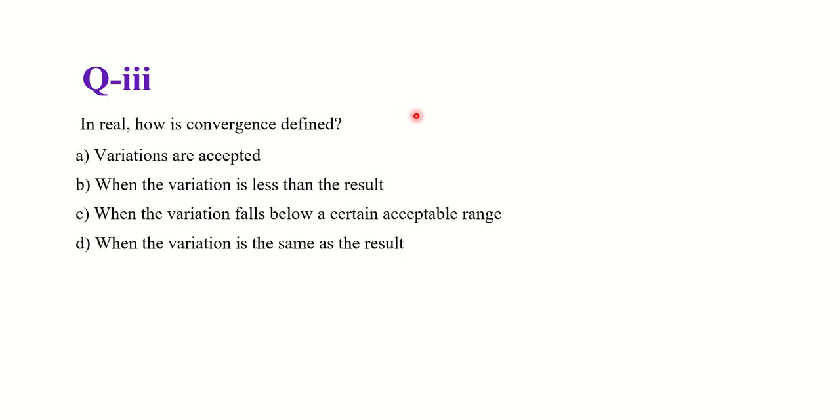Now we'll move on to question 3. In reality, how is convergence defined? Variations are accepted when the variation is less than the result, when the variation falls below a certain acceptable range, when the variation is the same as the result. I repeat, in reality, how is convergence defined?